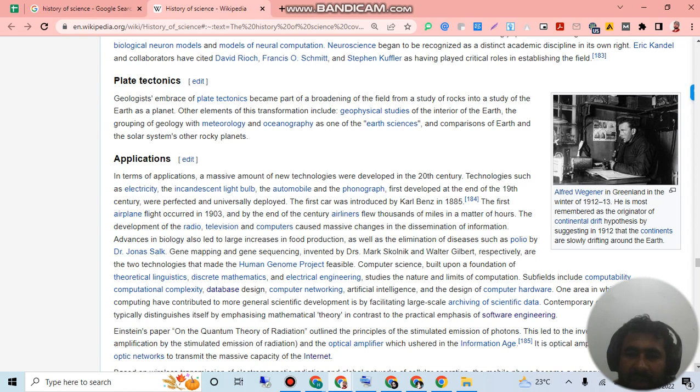One area in which advances in computing have contributed to more general scientific development is by facilitating large-scale archiving of scientific data. Contemporary computer science typically distinguishes itself by emphasizing mathematical theory, in contrast to the practical emphasis of software engineering.